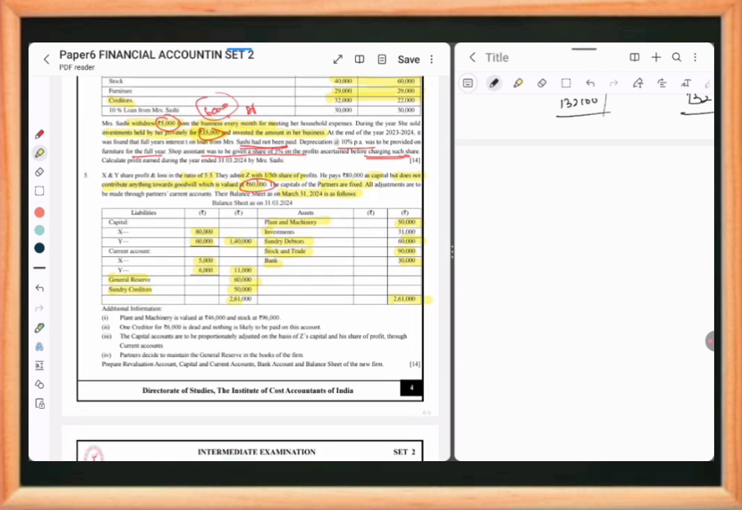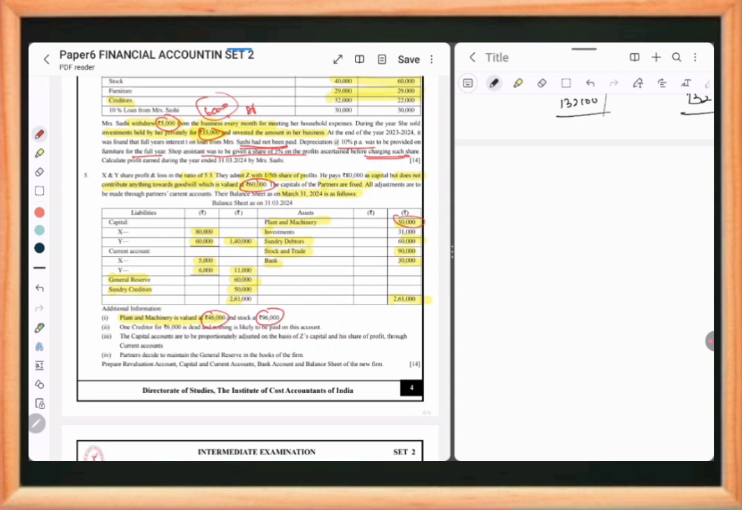So valued means whenever the partner is coming in, we have to prepare a revaluation account in order to find out the profit on revaluation. So the value of plant and machinery was 50,000 actual value, now it is 46,000. So it has been reduced, so it should be debited in the revaluation account, 4,000 rupees, 50,000 minus 46,000. And then stock, how much? Here stock is 90,000, but it has been increased by 6,000 rupees, to 96,000 rupees. So 6,000 rupees we have to show on the income side, so it should be credited in the revaluation account.